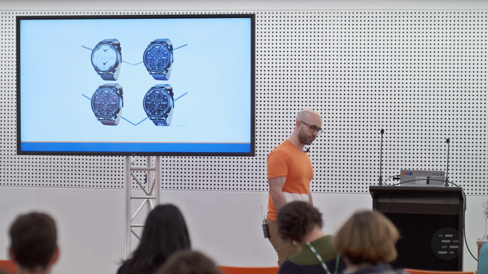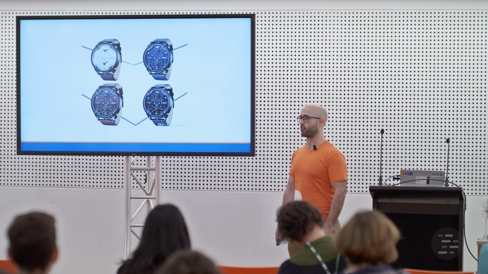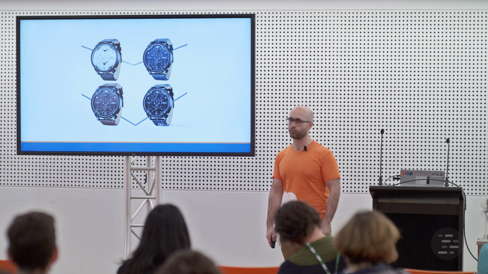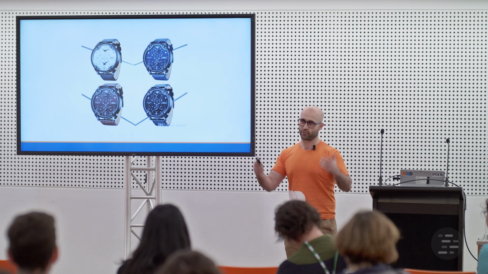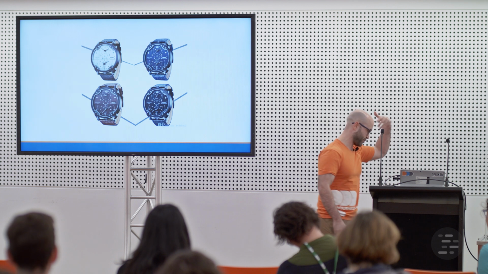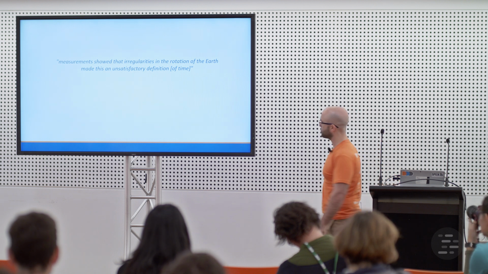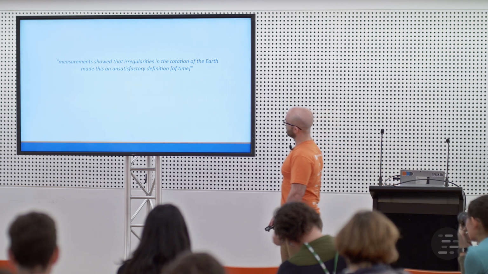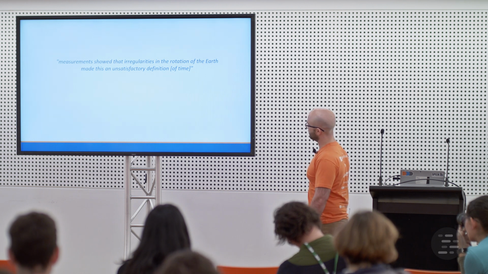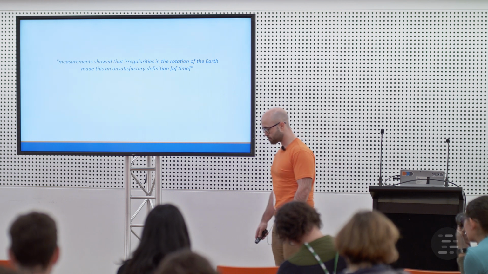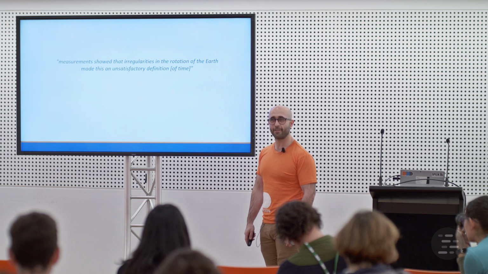This quartz thing was so accurate that we realized that the Earth revolving around the sun and the Earth revolving around its axis wasn't constant at all. It just wasn't right. So hundreds of years of research and all that stuff was rendered useless. And in 1997, the International Bureau of Weights and Measures said, the measures showed that irregularities in the rotation of the Earth made this an unsatisfactory definition of time. So you know what they did? They changed the definition of time.